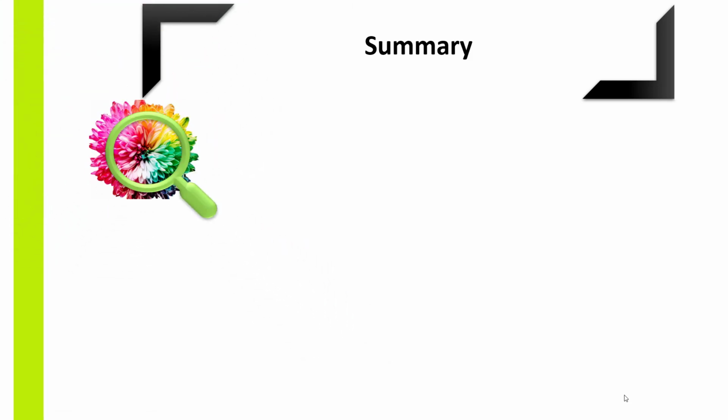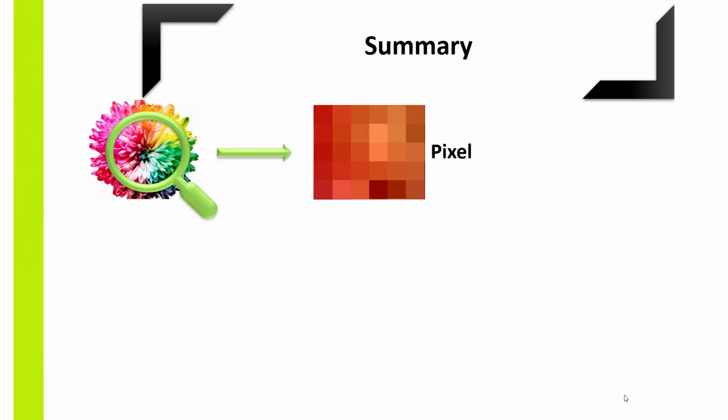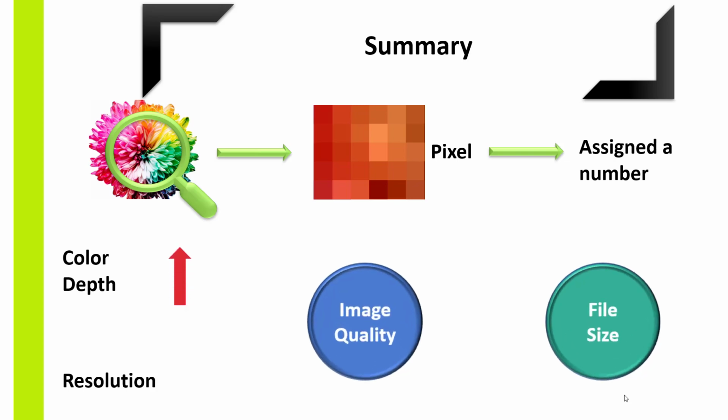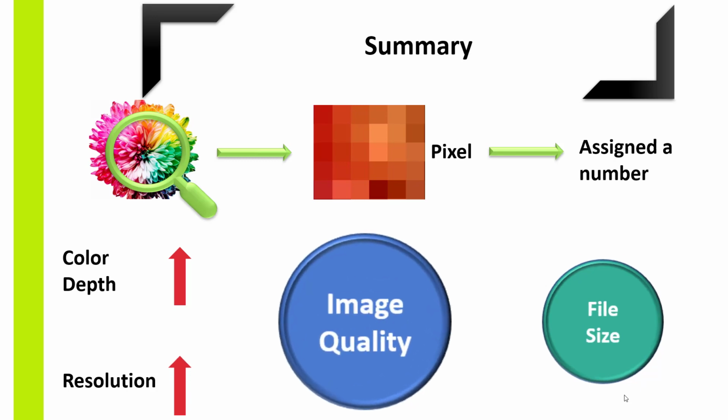A quick review of what we have covered so far. If you zoom in into an image, you will find small squares. Each square is a pixel. In order to digitize the image, each pixel is assigned a number, which is then converted into binary and stored in a computer. Color depth determines the number of bits to be used for each pixel. As color depth increases, image quality increases, and so does the file size. Image resolution is the number of pixels in an image. If image resolution is increased, the image quality improves and the file size increases.